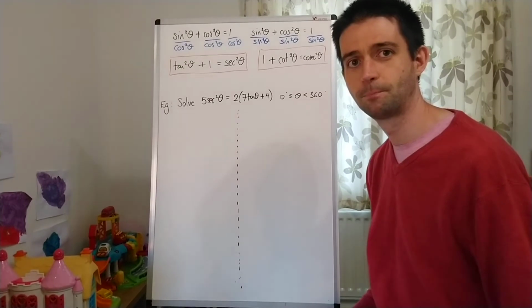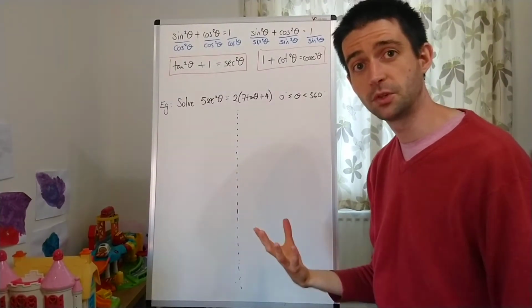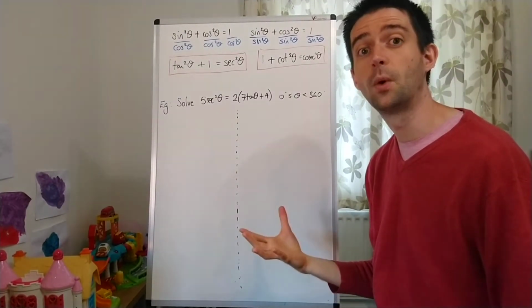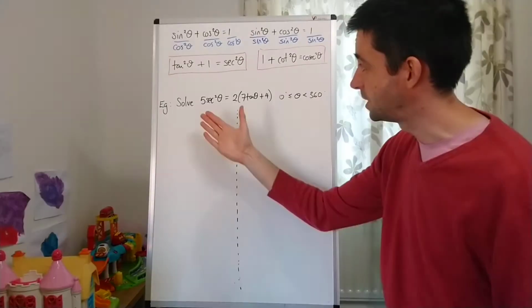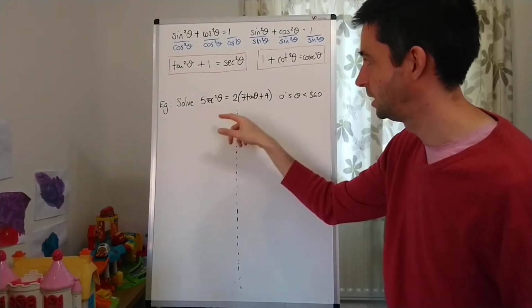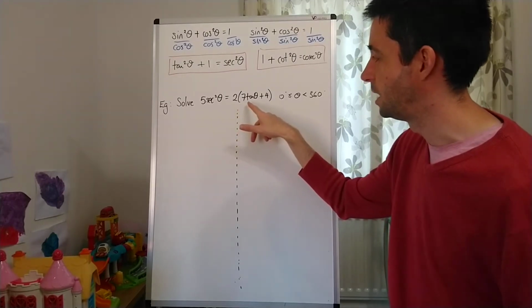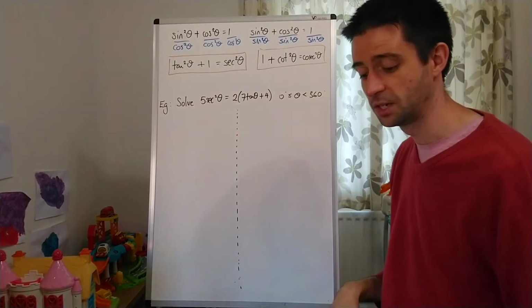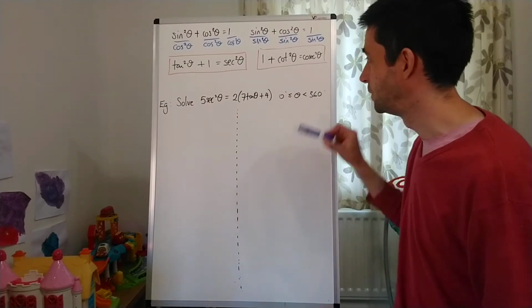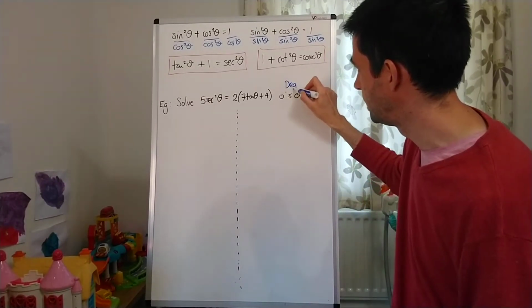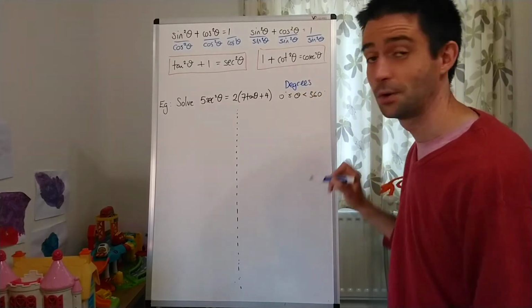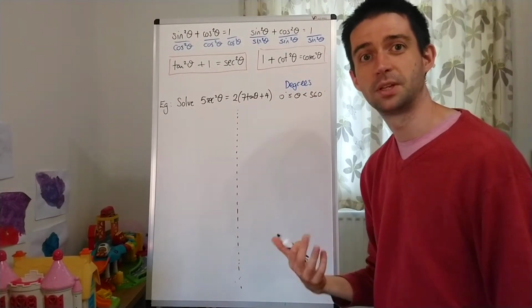That's absolutely fine. Okay, so what we're going to move on to look at now is solving an equation involving one of these identities. The equation that I have is 5 sec squared theta equals 2 times the bracket 7 tan theta plus 4, and I'm solving that between 0 and 360. So straight away I need to make sure that my calculator is in degrees mode.